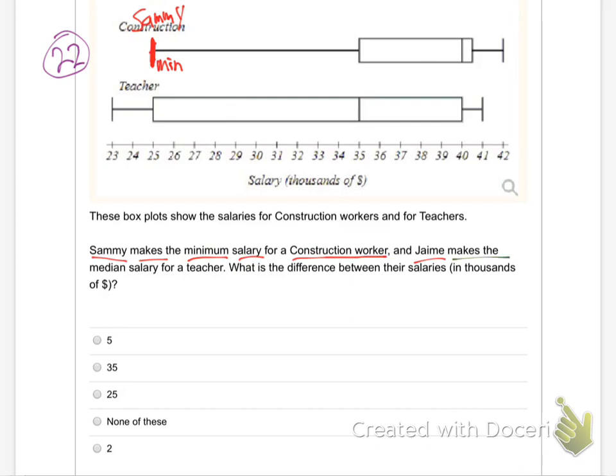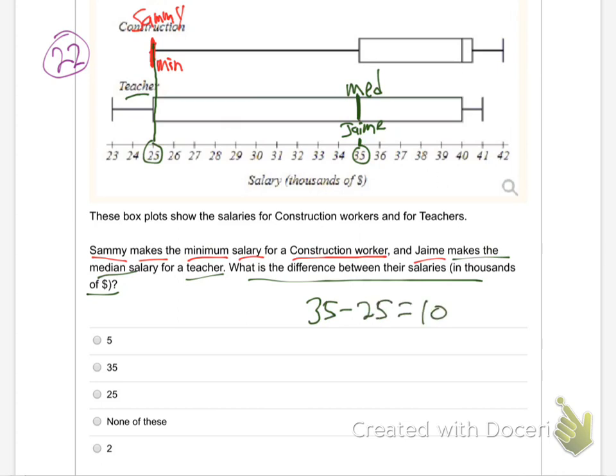Jaime makes the median for a teacher. So it's the teacher. Median is right here. This is where the median goes for a teacher. That's where Jaime is. What is the difference between their salaries? So Jaime is right here at 35. Sammy is at 25. So 35 minus 25 is 10. The difference is 10, which is none of these. That difference from here to here between the median teacher and the lowest construction is 10, and that answer is not there. That's a little disturbing. It's none of these.